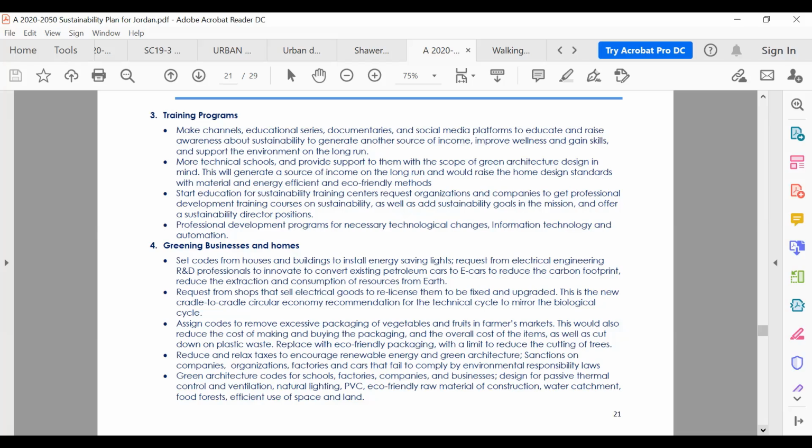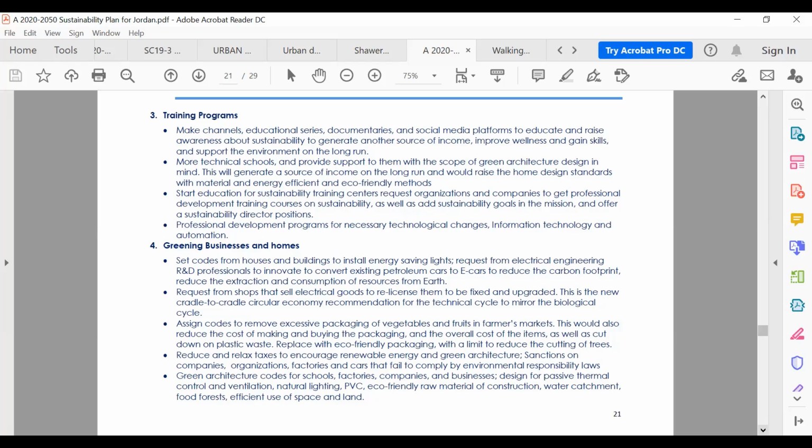Replace the eco-friendly packaging with a limit to reduce the cutting of trees. So basically, eco-friendly packaging is not a good idea. You know, we're still cutting trees. Reduce and relax taxes to encourage renewable energy and green architecture.